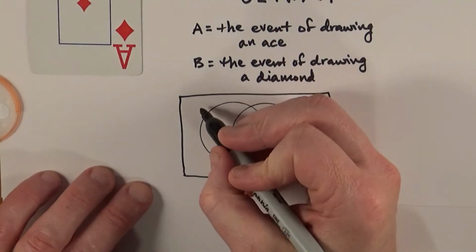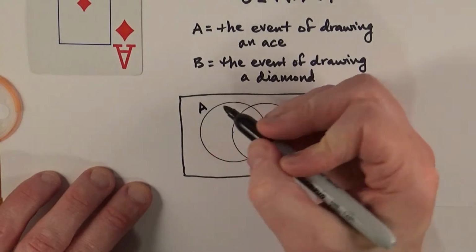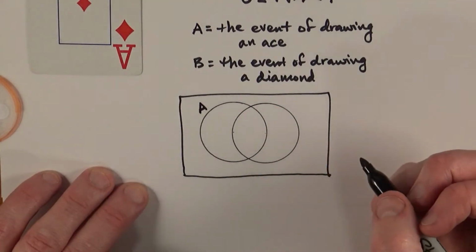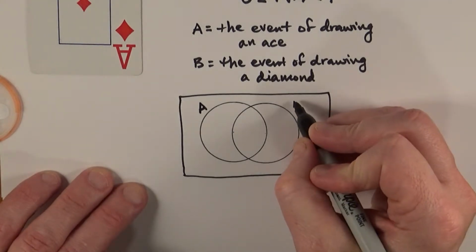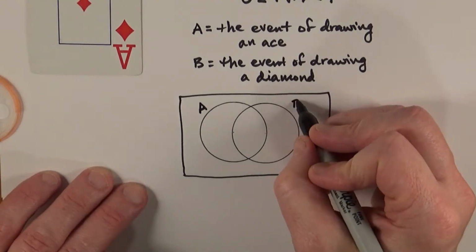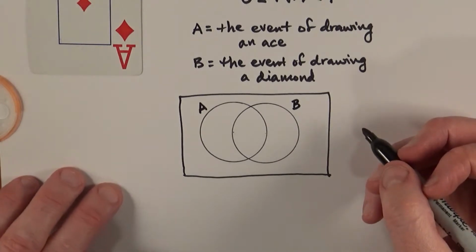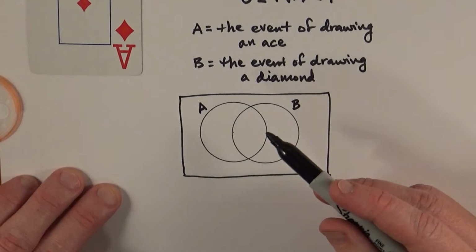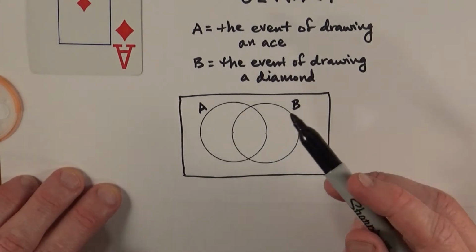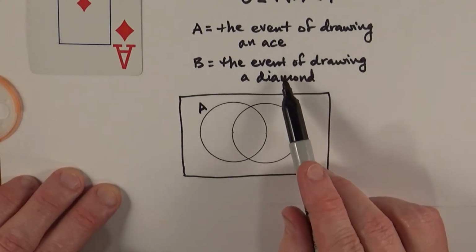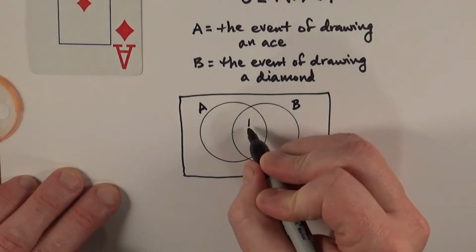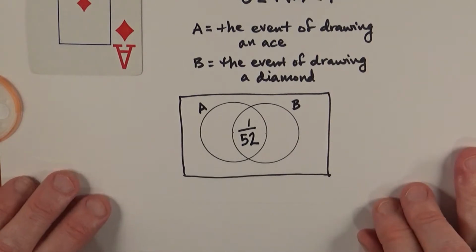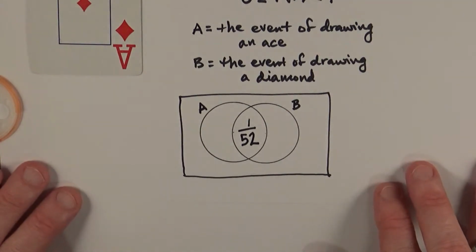Over here on the left, outside the left circle, I'm just going to write the letter A to represent the event of drawing an ace. And on my other circle, I'm going to write a B, and that's going to stand for the event of drawing a diamond. Now, I already know this intersection in here. The probability of drawing the ace of diamonds is 1 out of 52. So I'm just going to go ahead and write that in there.